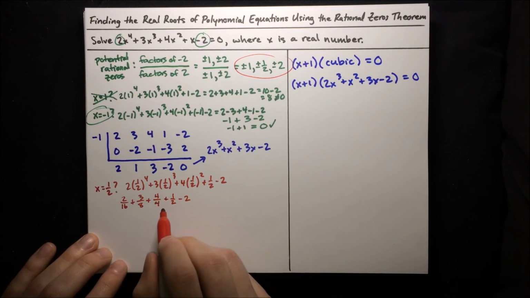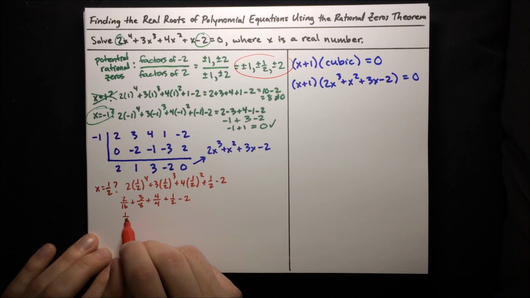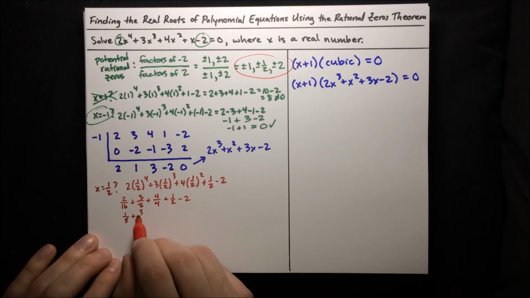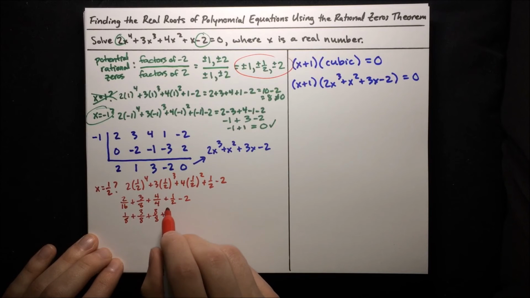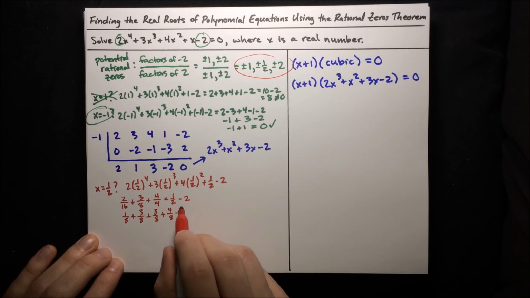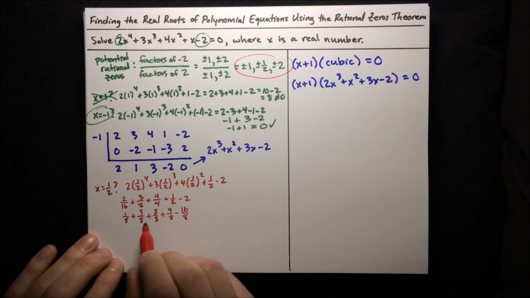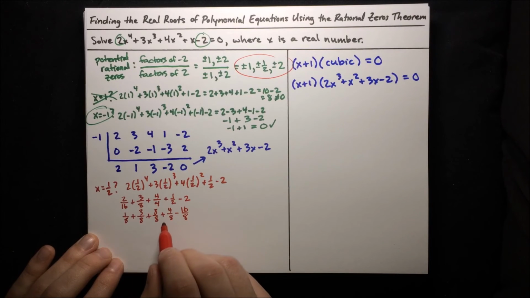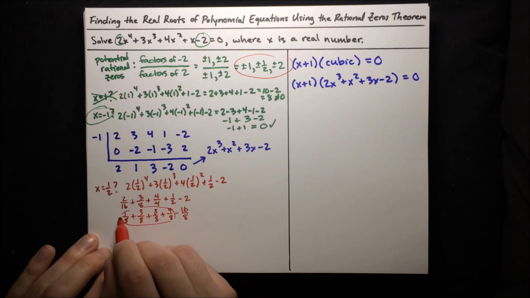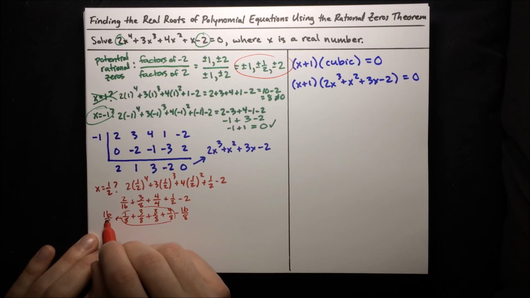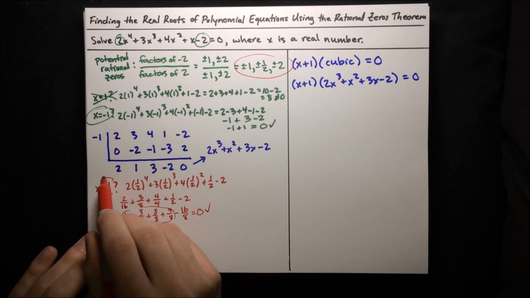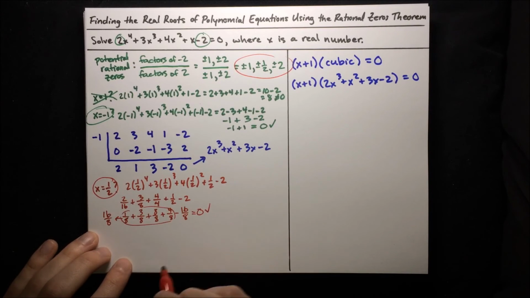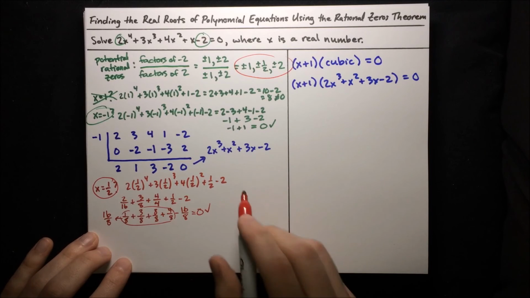Why don't we convert this all to be out of 8? So this is 1/8 plus 3/8, then plus 8/8, then plus 4/8, then minus 16/8. And 1 plus 3 is 4, plus 8 is 12, plus 4 is 16. So this all is 16/8, then minus 16/8. Yeah, that's equal to 0, so that works out. So x equals a half is a 0, and we can go ahead and factor even more.